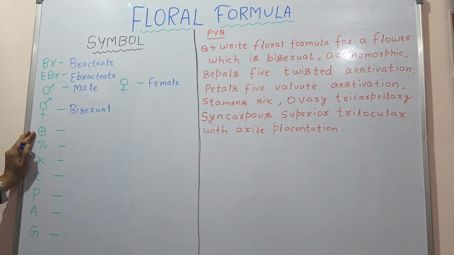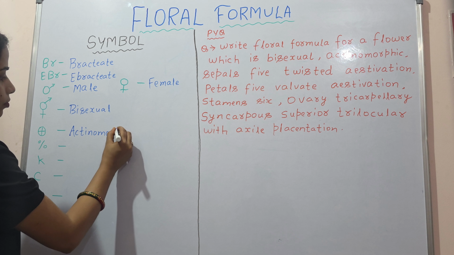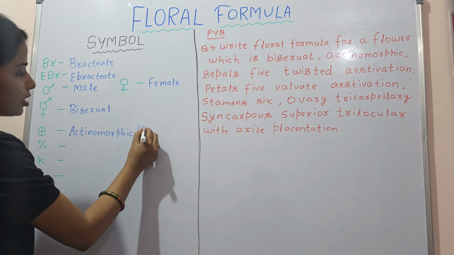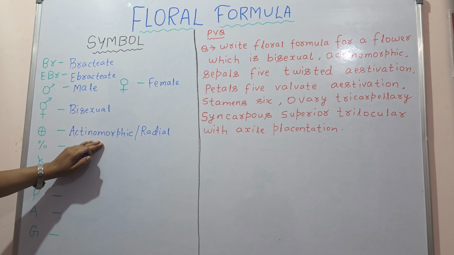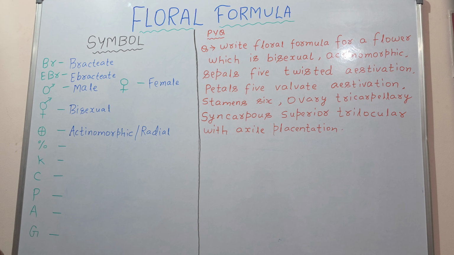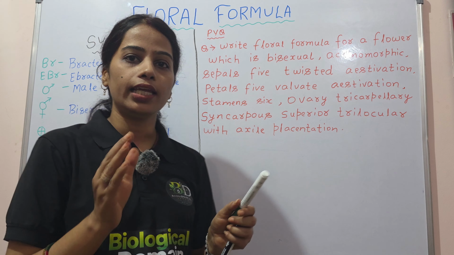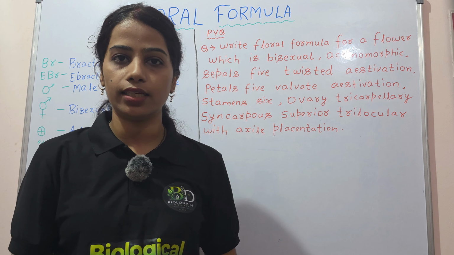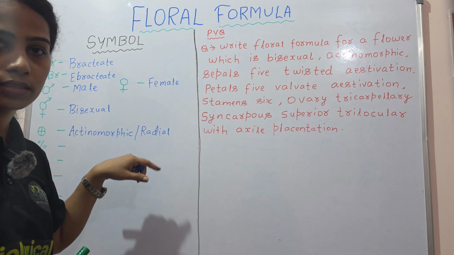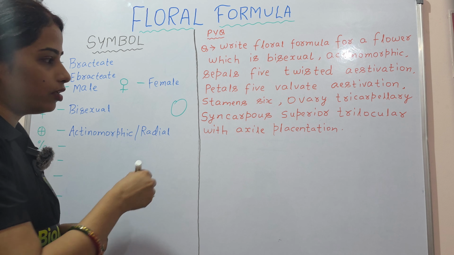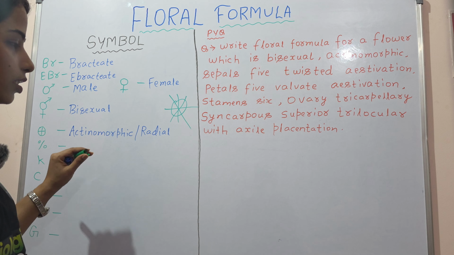Next, this representation will show the actinomorphic or radial symmetry. So what is the meaning of this symbol and what is the meaning of this word, actinomorphic or radial symmetry? So that we will understand. See, when the flower can be dissected in any plane and we will get equal parts, at that time we can say it is radial symmetry. Suppose this is a flower and we can dissect it in any plane, so that is radial symmetry or an actinomorphic flower.